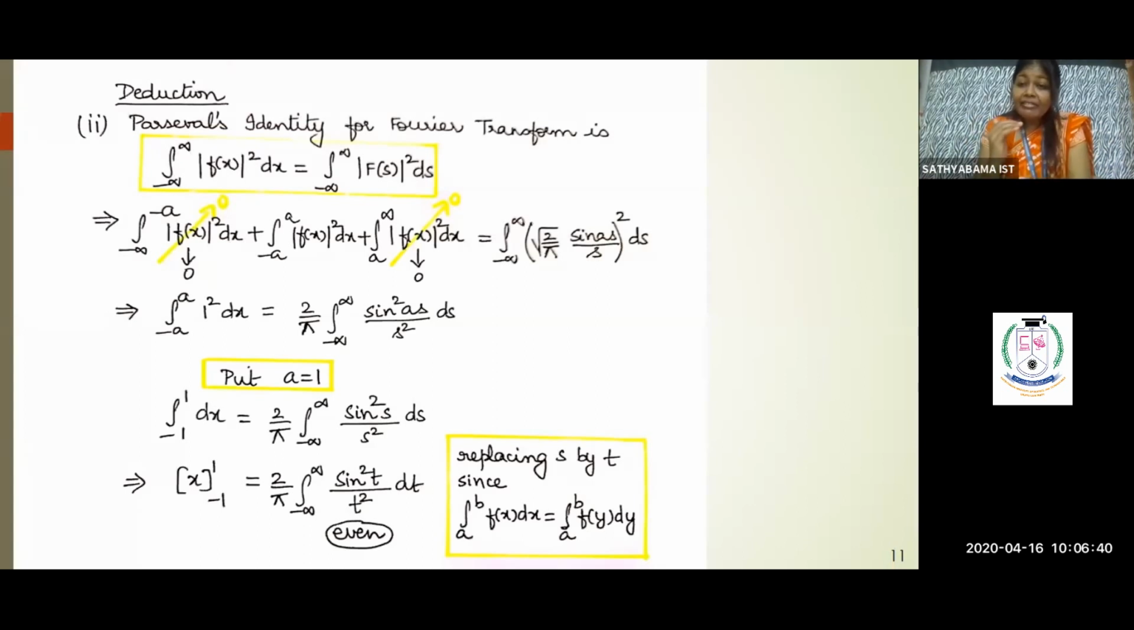Now, we have come very close to the answer. Okay, see, we are asked to find integral 0 to infinity sine t by t the whole square. Now I have almost got it, except that I have an a there. I don't want that a. So what should I do? Put a equal to 1. Okay, see, s is the variable. You cannot give value for s, but you can give value for a, because a is just a constant. Okay, so I put a equal to 1. So what do I have? Integral minus 1 to plus 1 dx is equal to 2 by pi into integral minus infinity to plus infinity of the right hand side.